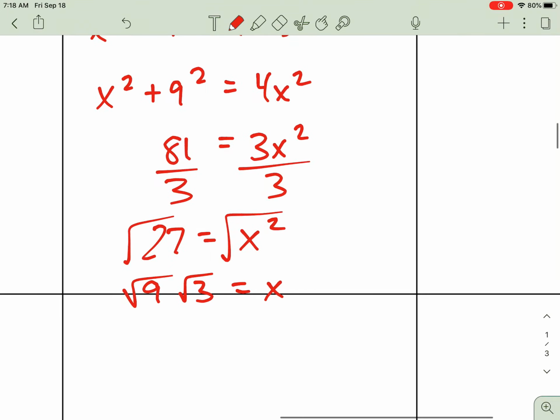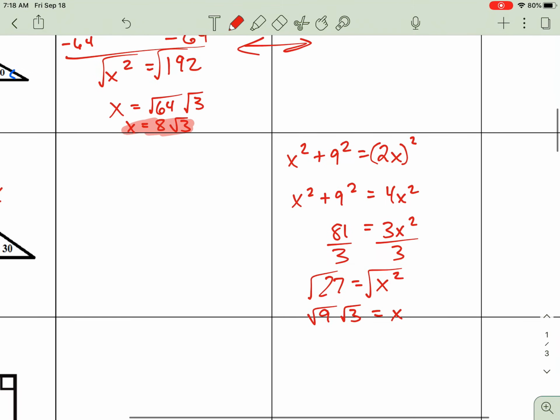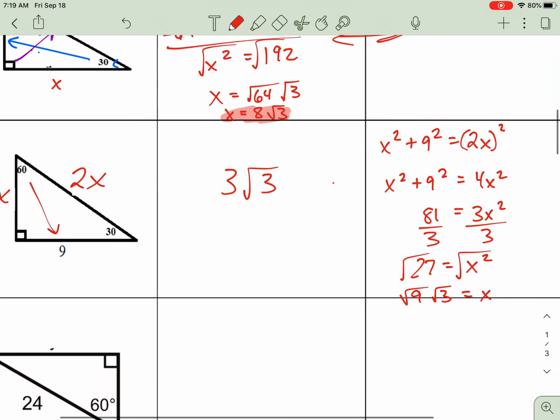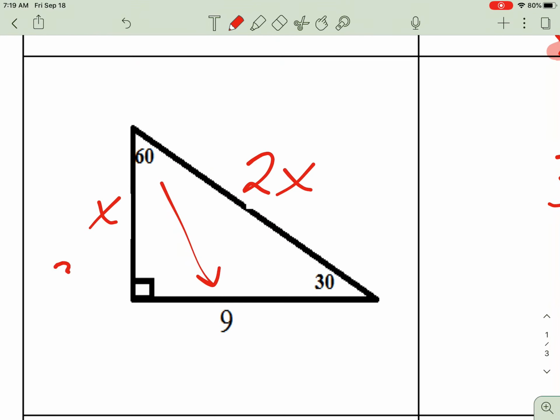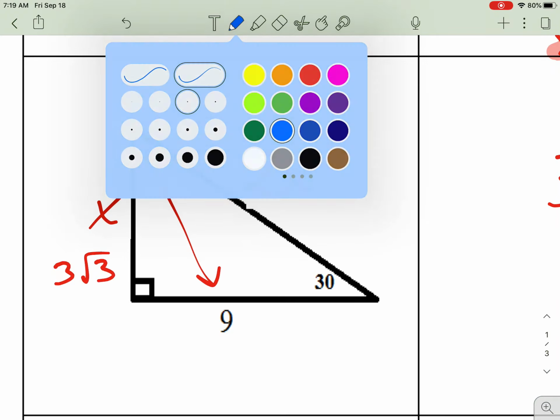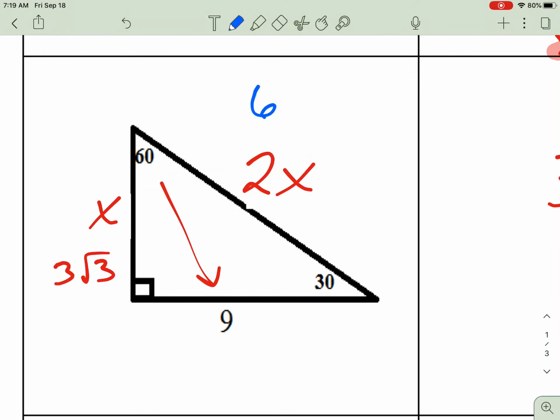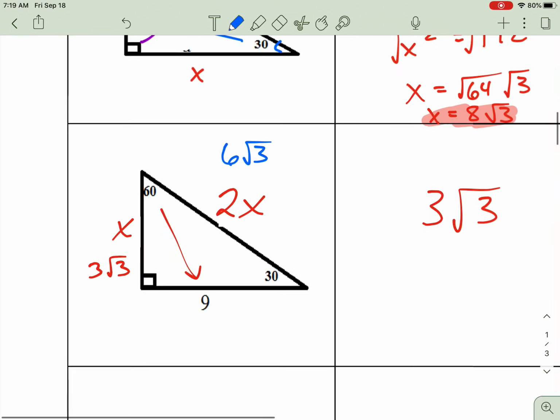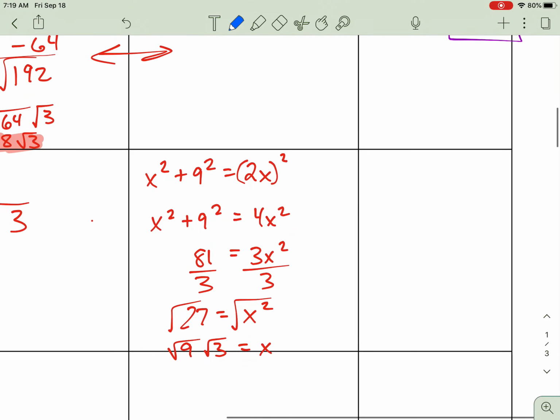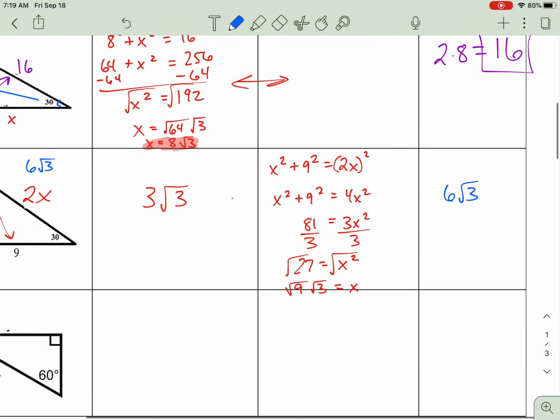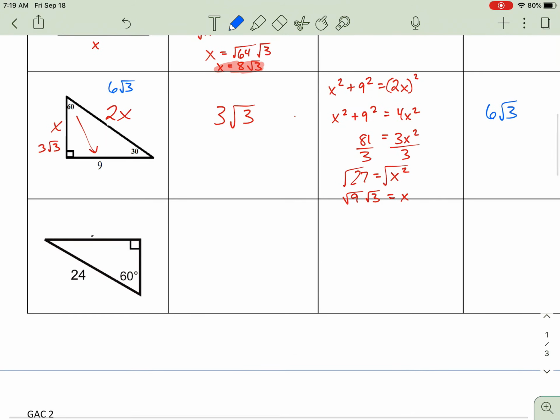Okay, 9 simplifies to 3, so this is 3 radical 3 is x. Okay, so that's this, 3 radical 3. So if this is double that, then this has to be 3 times 2, which is 6. So this would be 6 radical 3. Okay, 6 radical 3. All right, moving on.